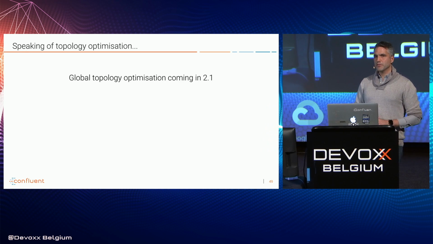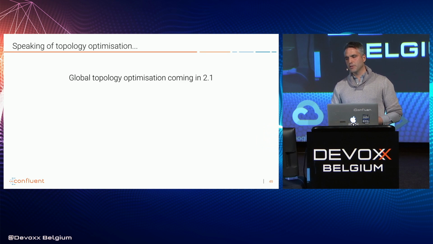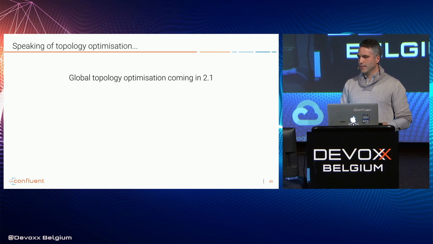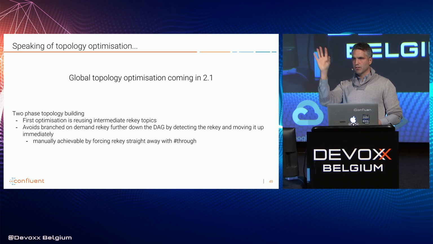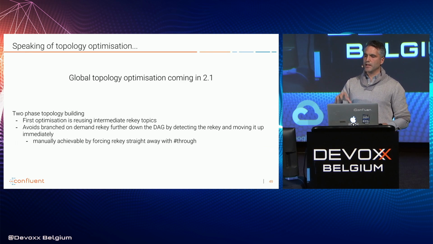So this is one of my favorite new features coming in 2.1, global topology optimization. We're changing the topology compiler from a one-phase solution into a two-phase solution, so that instead of the engine building the topology as it reads through your DSL functions, it will do a first pass and then a second pass, and in that second pass try to apply optimizations to your topology as a whole.